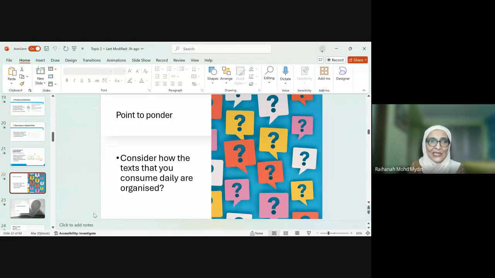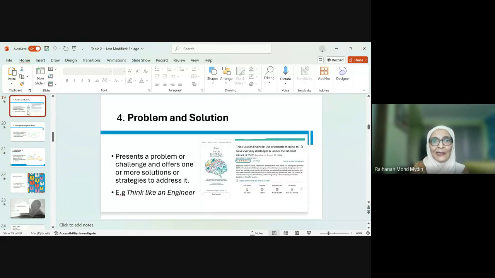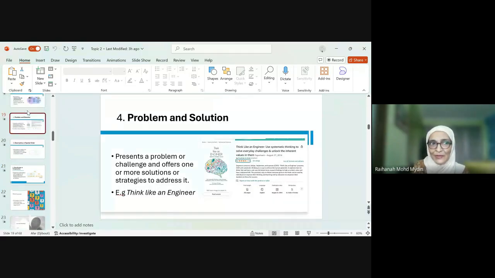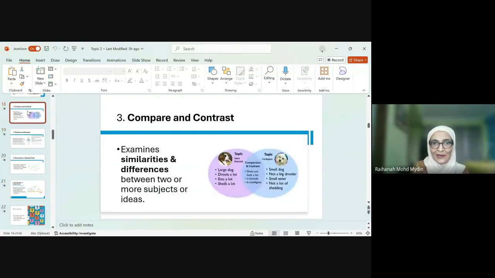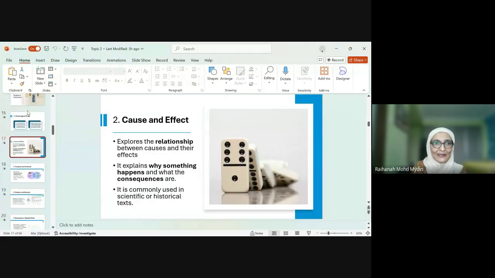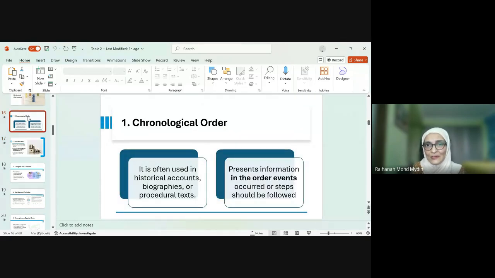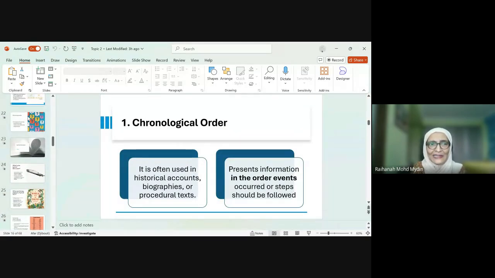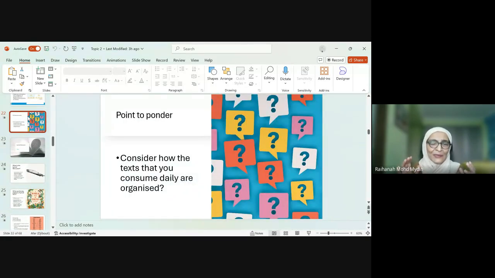Maybe in your presentation, you want to focus on problem and solution. Maybe in your essay or your presentation, you want to focus on compare and contrast, or cause and effect, or some form of chronological order. So having this template in mind actually helps many aspects of your literacy, not just your reading and your critical thinking, but also your writing.